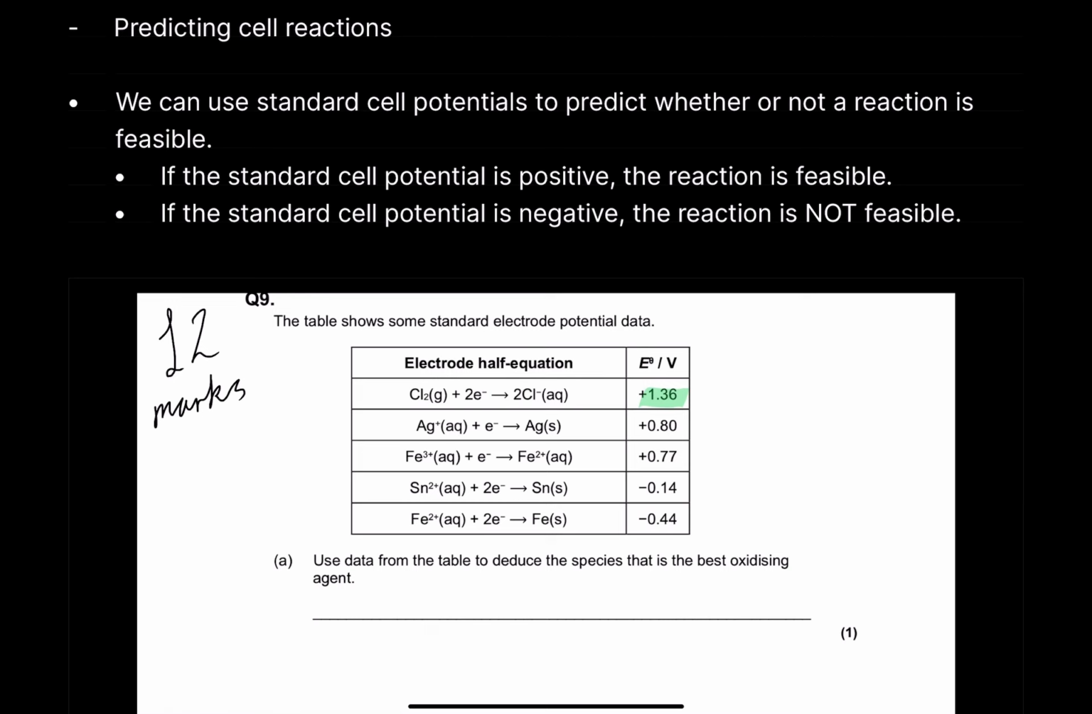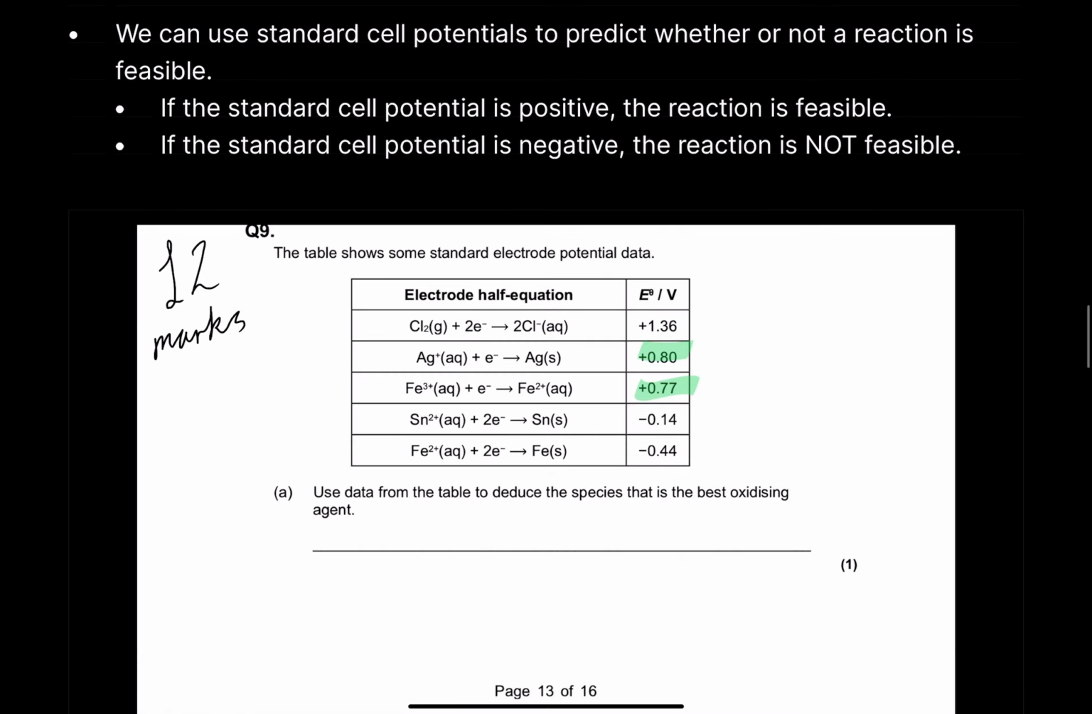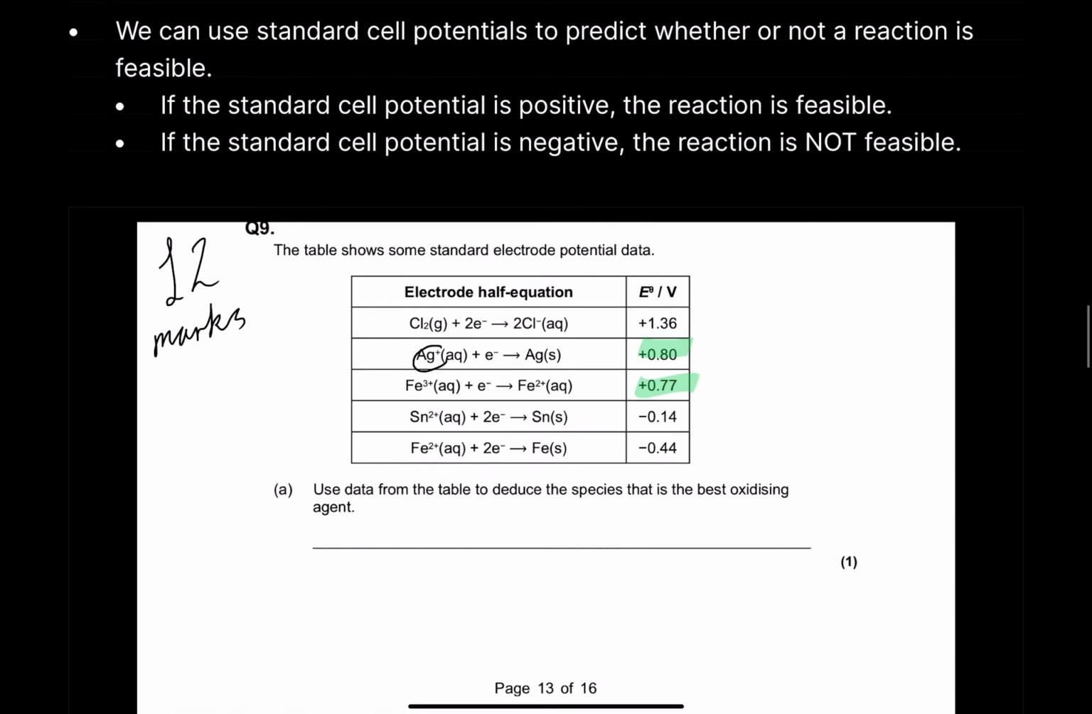Let's pick these two. I'm just going to pick any random two. Now, which one is more likely to be reduced and which one is more likely to be oxidized? I can tell you for certain, I'll use my black pen, that this one is more likely to be reduced than this one, because it has a higher electrode potential. Not by much, only by 0.3, but still more likely.